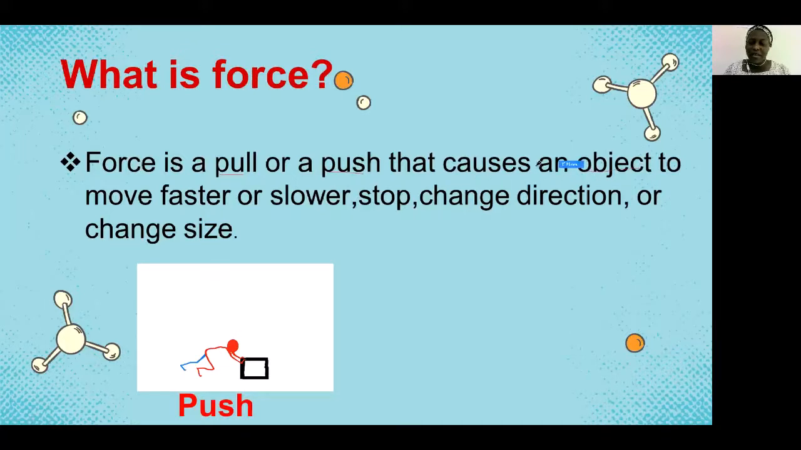Object can be your bed, it can be your desk, it can be your chair, it can be a car, it can be a table. Many objects. So it is a force that causes an object to move faster, very fast, to move slower, to move slow, and stop. No moving now, stop. Or it can make an object change direction. If the object was going like this, it can change direction and start going like that because of force.